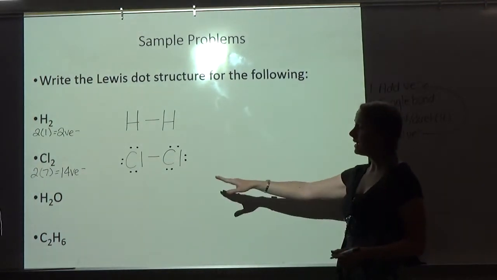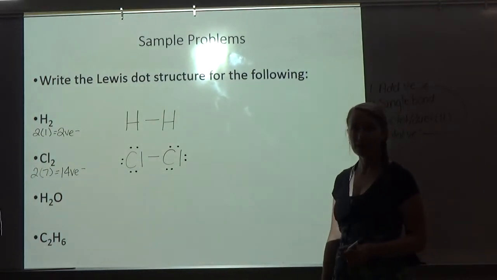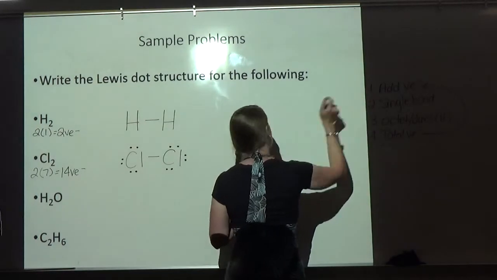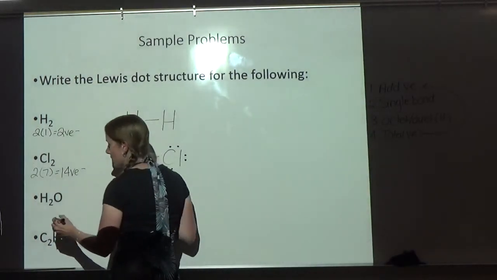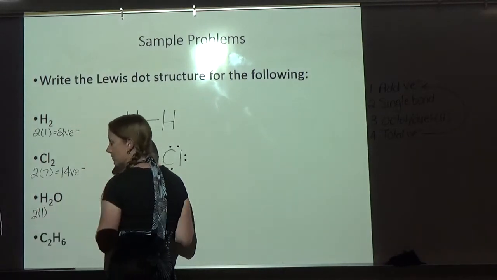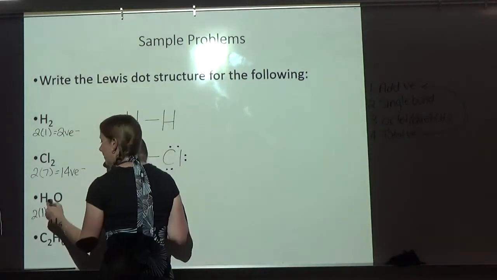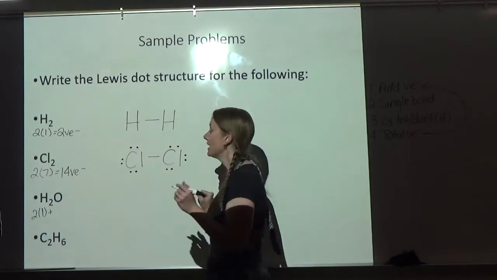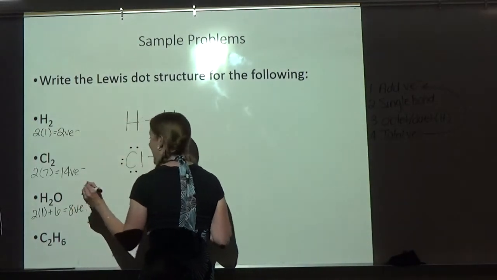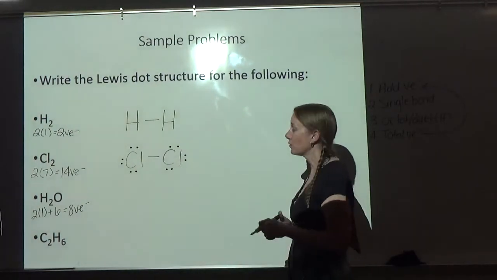So let's look at what happens when you have more than just 2 atoms and you have more than the same element, so like H2O. Well, you follow the same steps. So step 1 says add our valence electrons. So hydrogen has 1 valence electron because it's in group 1, but there's 2 of them, so I'm going to multiply it by 2. Oxygen is in group 16, so it has 6 valence electrons. So I have a total of 8 valence electrons to work with for water.